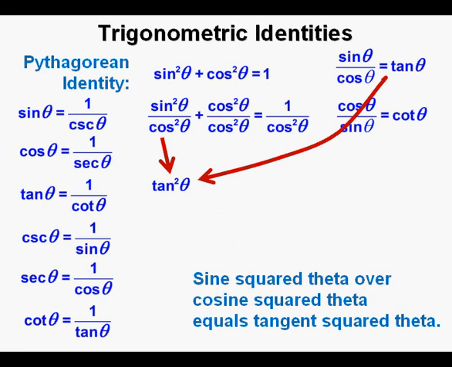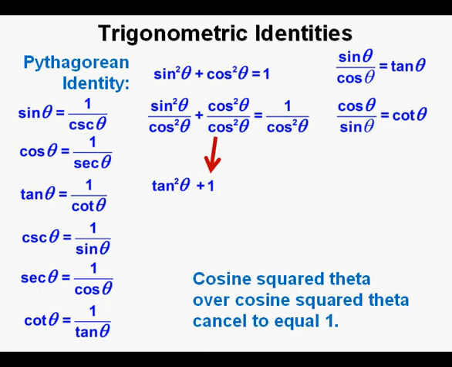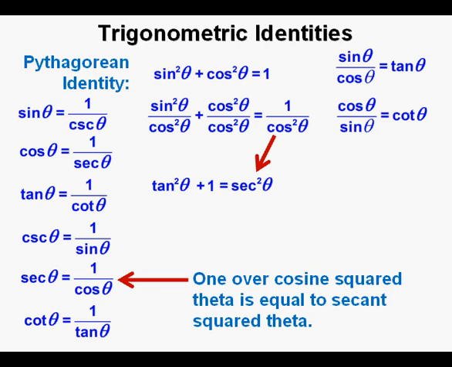Sine over cosine is opposite over adjacent, or tangent, and we developed this with our tangent identity earlier. So this first term, sine squared theta over cosine squared theta equals tangent squared theta. And for our second term, cosine squared theta over cosine squared theta cancels to equal 1. And finally, for our final term on the right side of the equal sign, since we know that 1 over cosine theta is equal to secant theta, 1 over cosine squared theta is equal to secant squared theta.